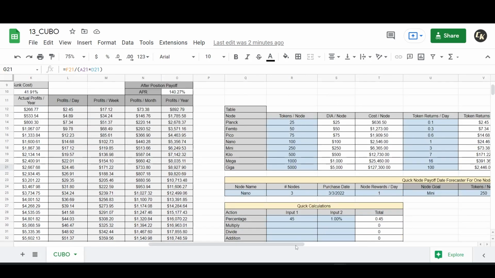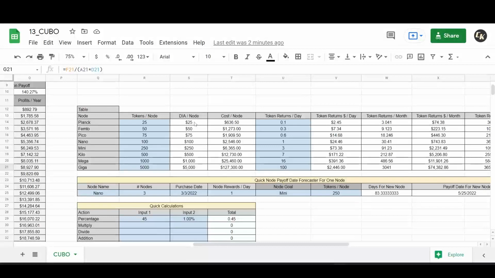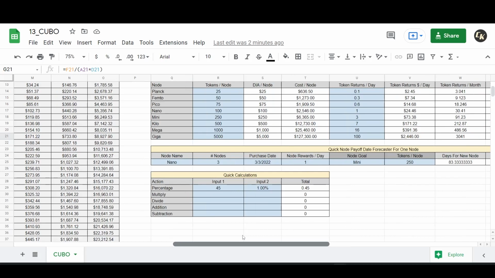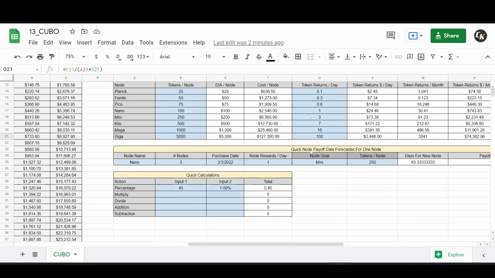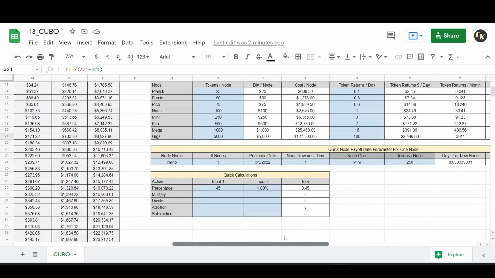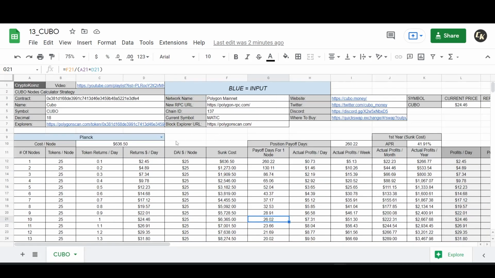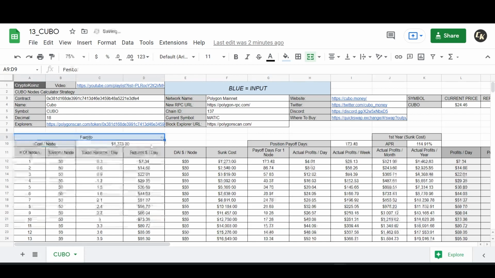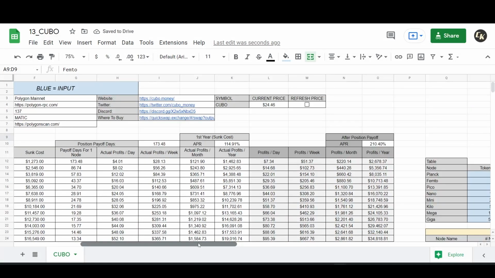It is blue, since sometimes these things change in the future. So you'll be able to change that in the future. But as of now, you don't have to do anything unless you want to forecast what it will take for you to buy a new node there. You can use this forecaster. Other than that, everything else is automated, and you can just select here from the drop-down menu and see the rates.